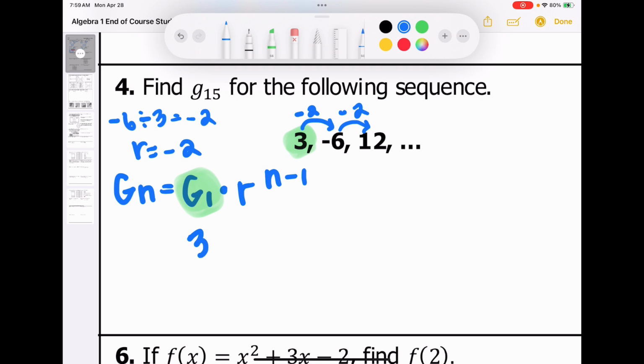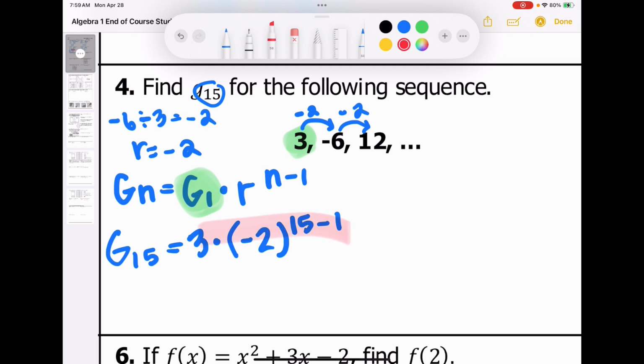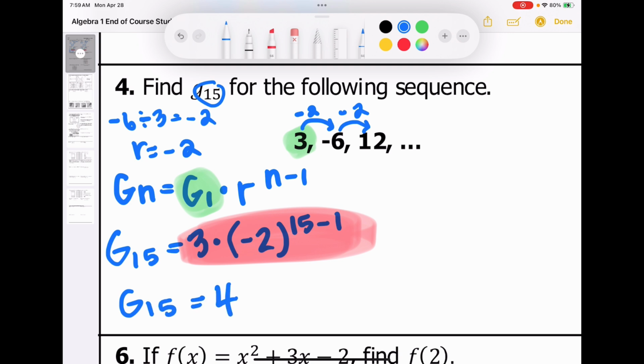So I'm going to have 3 times negative 2. And then we're finding the 15th term, so I'm going to put 15 in for n. Now, just like with the last one, you can type this into your calculator, and you are going to get a pretty big number, so don't freak out when you get that. You should get 49,152.